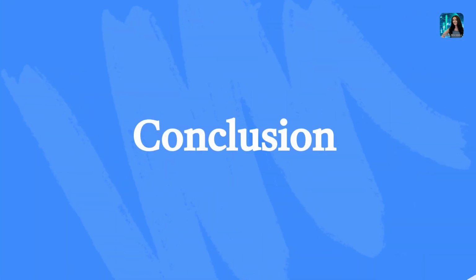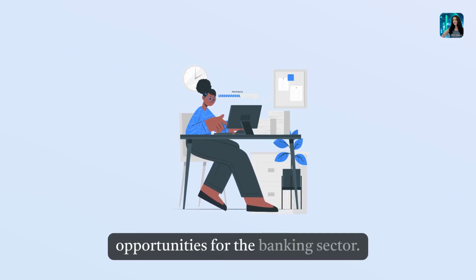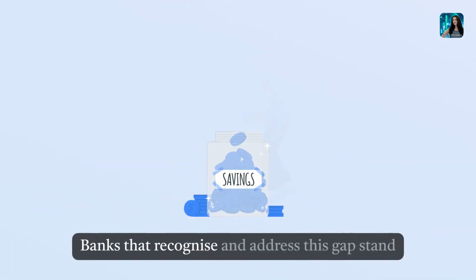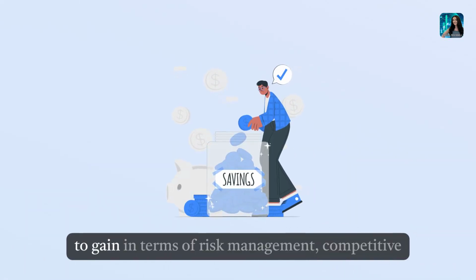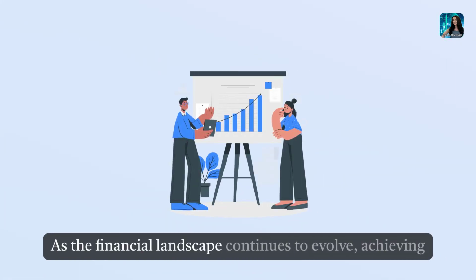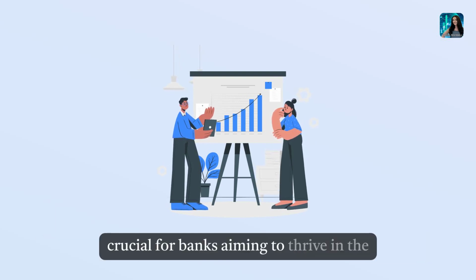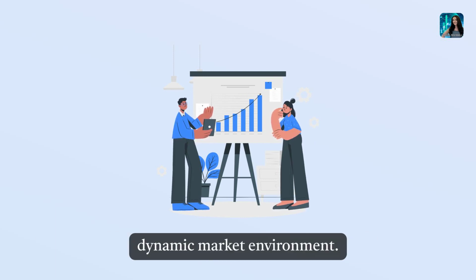Conclusion. The ALM maturity gap presents both challenges and opportunities for the banking sector. Banks that recognize and address this gap stand to gain in terms of risk management, competitive positioning, and financial stability. As the financial landscape continues to evolve, achieving a higher level of ALM maturity will be crucial for banks aiming to thrive in the dynamic market environment.